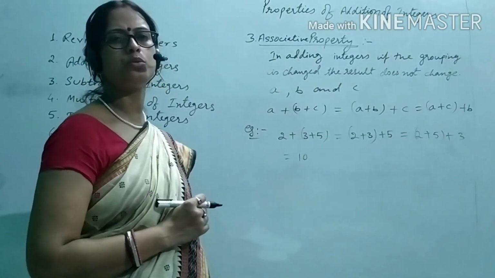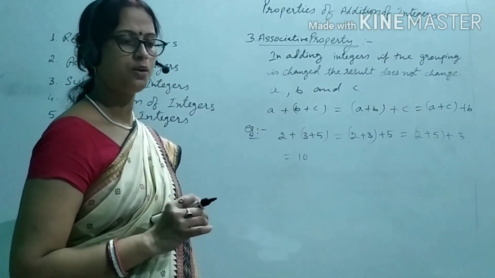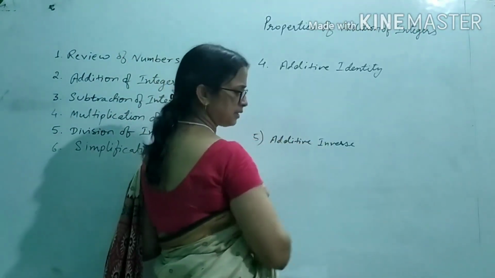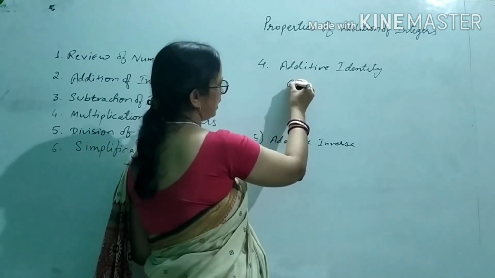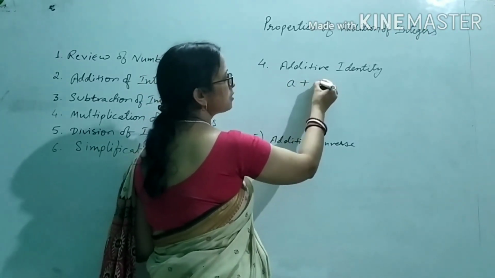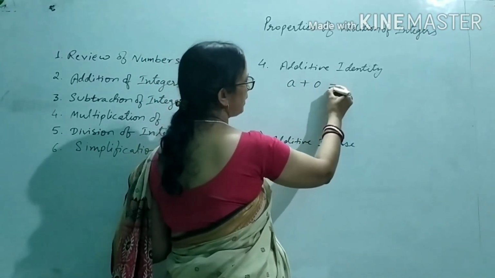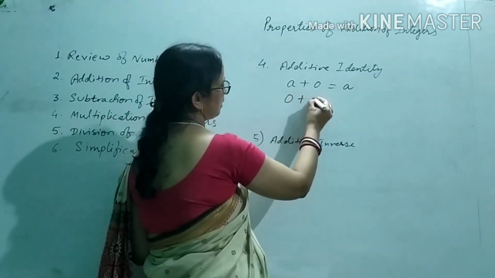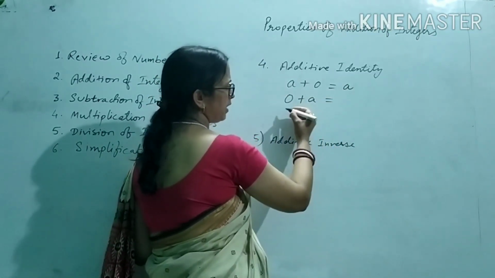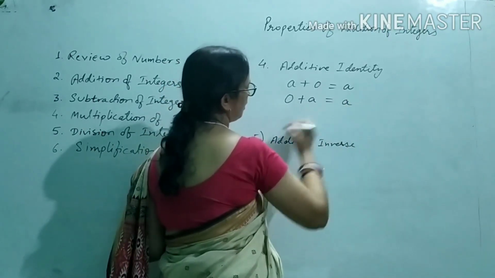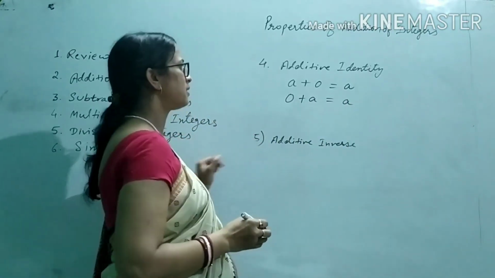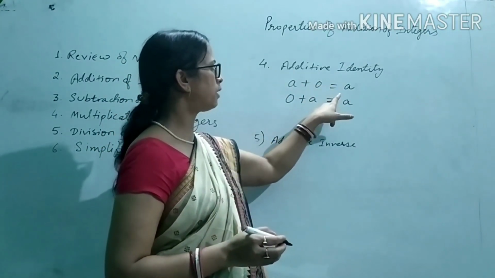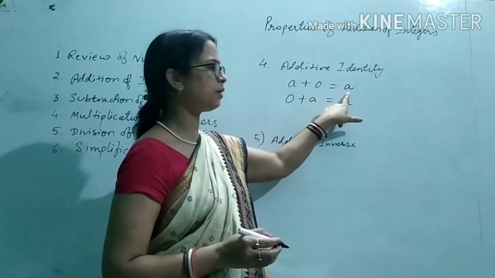Now coming to the additive identity. What is additive identity? Suppose there is a number a. If we add 0 to it, what are we going to obtain? The same number. Or if we add 0 plus a number, then again we get the same number. So in this case, 0 is known as additive identity because the identity of the number does not change.